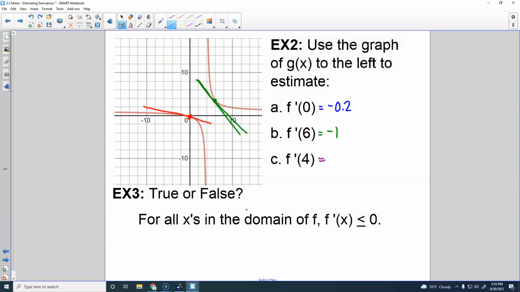F prime of 4. Oh, yeah, does not exist. Good, because you have a vertical asymptote there. So yeah, does not exist. Or I guess we might say undefined there?